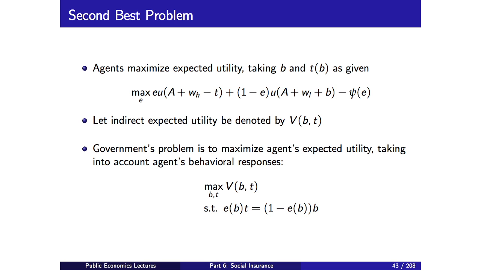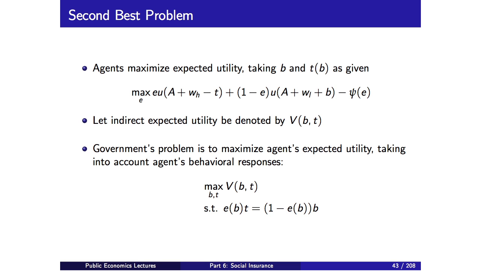I don't internalize the fact that when I search less hard, this has an impact on the government budget constraint. And as a result, I end up making a suboptimal choice from a social point of view. It's exactly the same reason that you have deadweight cost in models of optimal income taxation. Same principle. So the agent is solving this problem here, taking t as a fixed number and b as a fixed number, right? So why does that make sense?